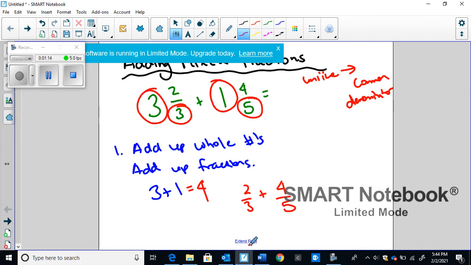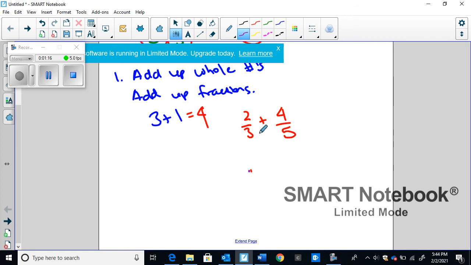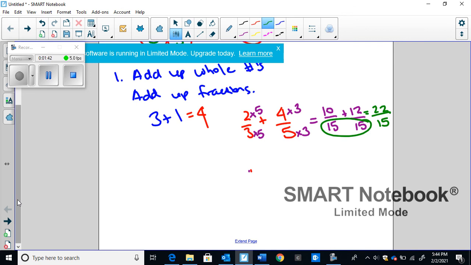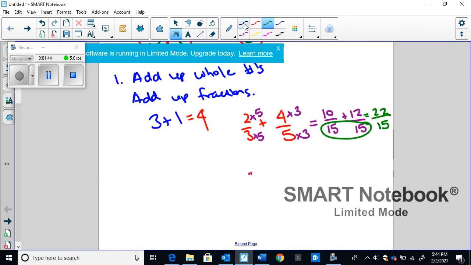And now to be able to solve these fractions, I have to make a common denominator. So I'm going to multiply 3 by 5 and 5 by 3. What I do to the bottom, I have to do to the top. Don't forget that piece. So I end up getting 10 over 15 plus 12 over 15. And now notice that the bottoms are the same, so now we can just add up the tops. 10 plus 12 is 22 over 15.